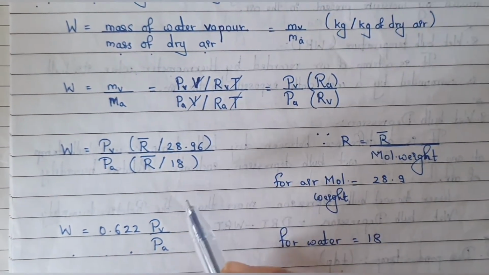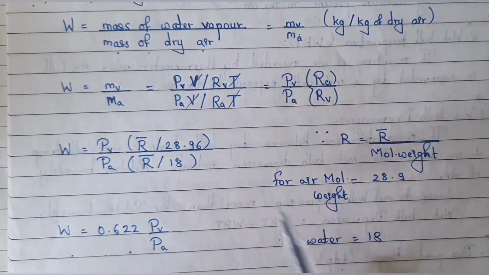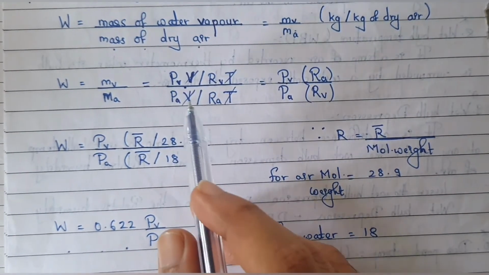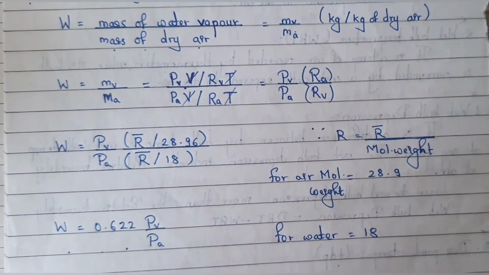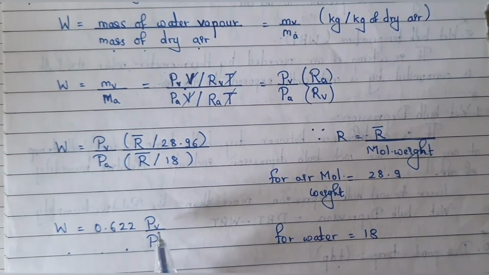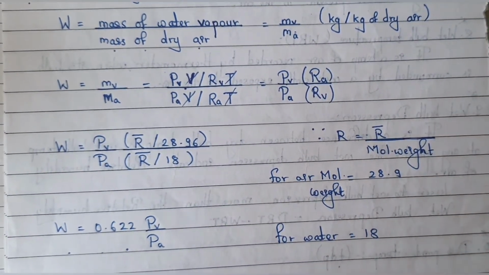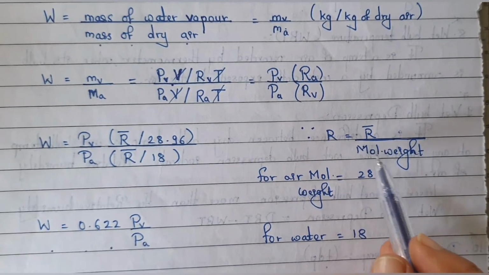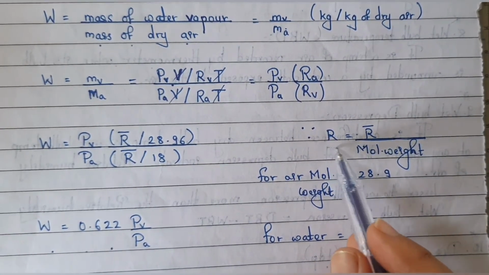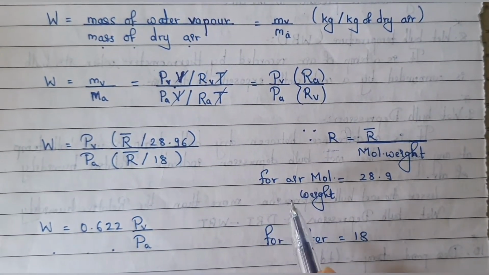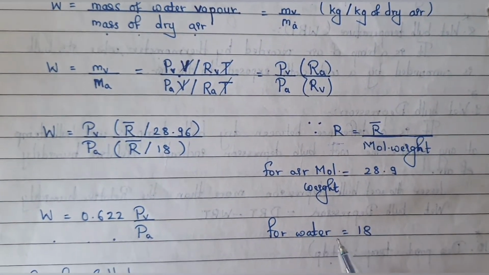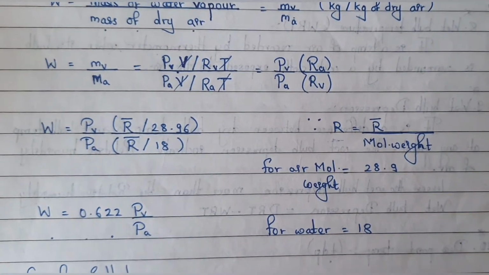Here we have substituted the ideal gas equation, and we have converted from mass to pressure. And here R is equal to R bar upon mole weight, where R bar is a constant. For air, mole weight is equal to 28.9, and for water it is equal to 18.